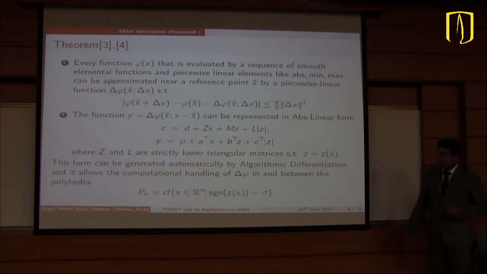Okay, so every function that is piecewise smooth and is composed of smooth elemental functions and piecewise linear functions like the absolute value, the min function, or the max function like the hinge function, can be approximated by a piecewise linear model at a reference point. Okay. So as I told you, the discrepancy between the actual model and the piecewise linear model is bounded by this quadratic term. Okay, so that is an observation theorem.